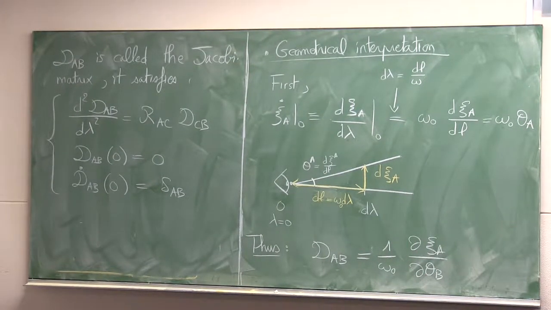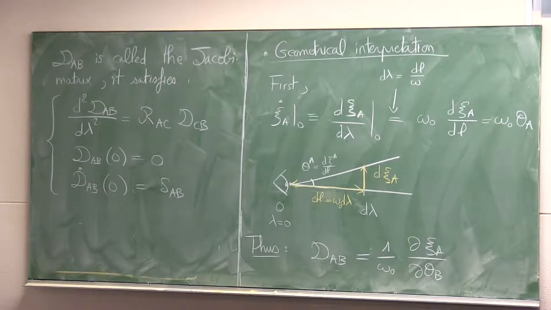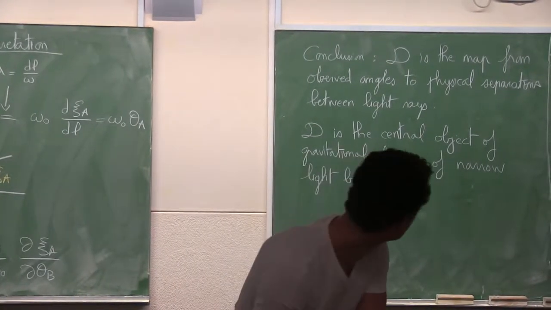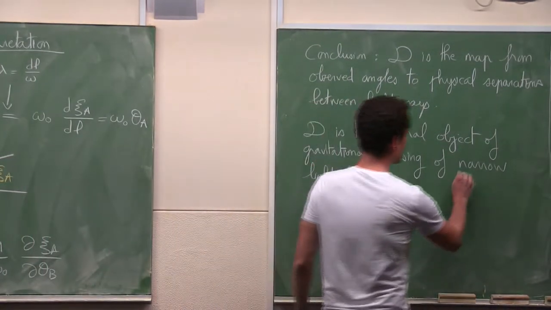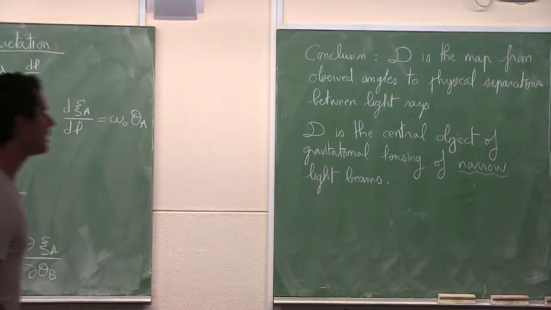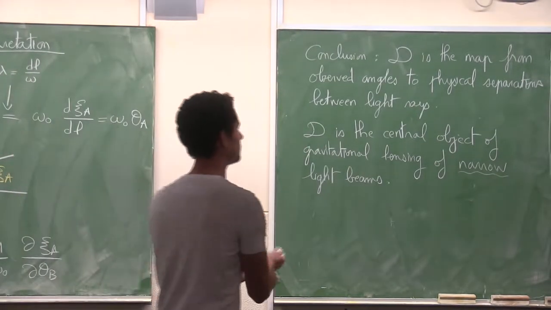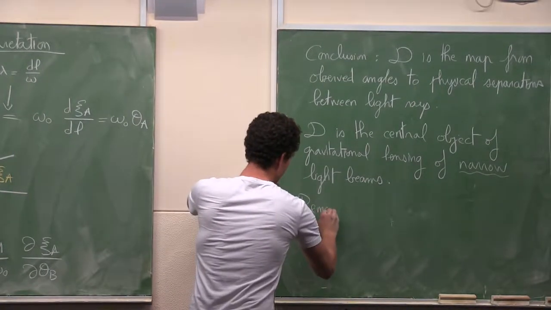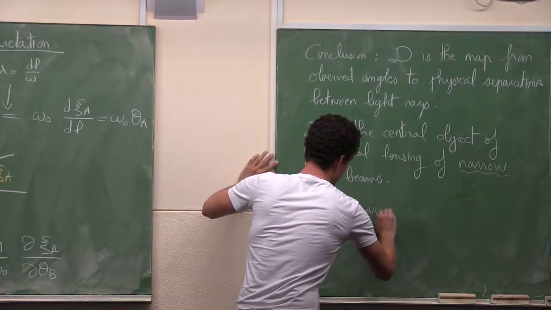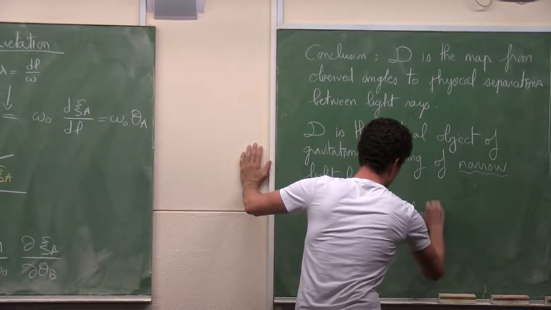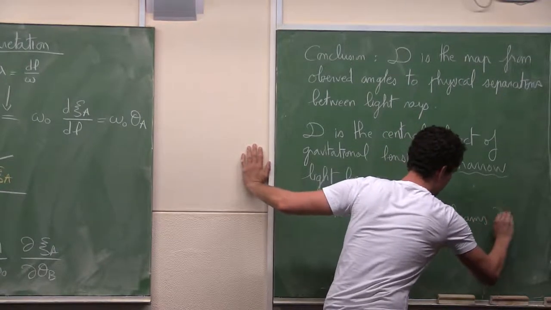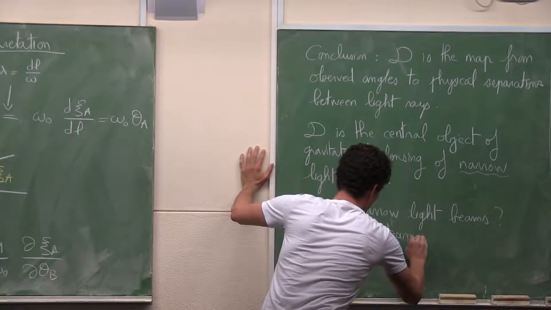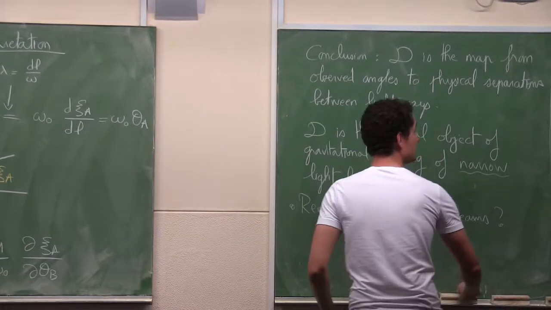So I will not finish this thing, which is a bit longer today. I will need maybe 20 minutes for the next thing. So I will spend a bit of time talking about two things. The first is what I mean here by narrow light beams, physically speaking, and also I will relate this thing to the area of a beam just a bit. So let me start with a remark. I also use the word infinitesimal. So what does that mean?